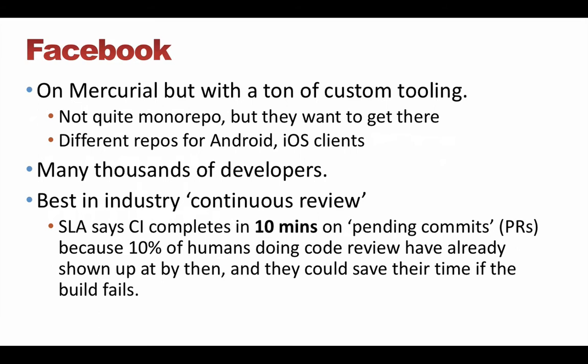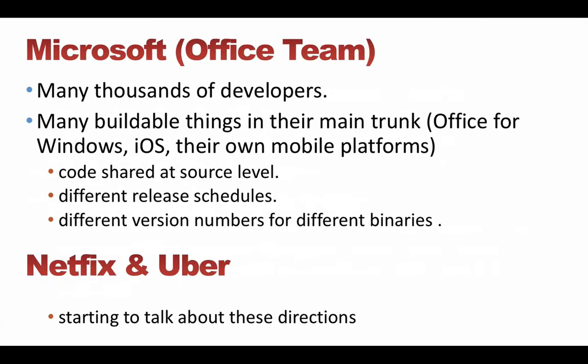And the reason they have that SLA in place is because 10% of the humans that would do code review have already shown up to do code review, and it would be a waste of their time if the build was then to go on to break. So build breakage should come in inside of 10 minutes so that 90% of the developers who are intending to do a code review on a commit or sets of commits are not going to waste their time.